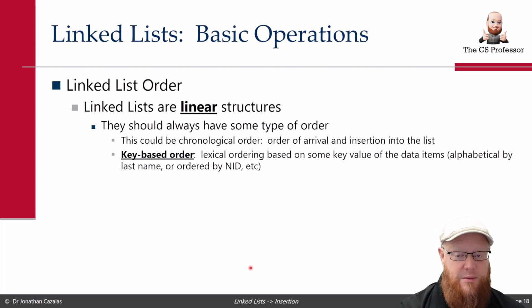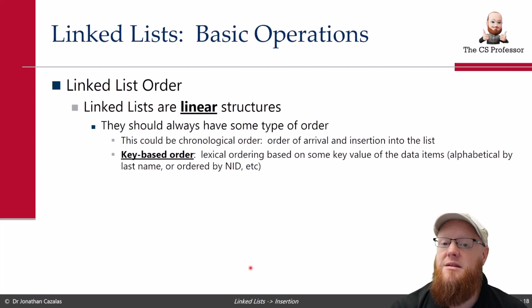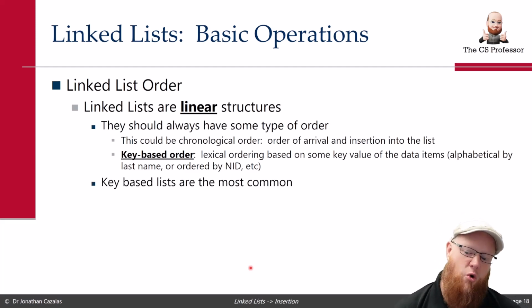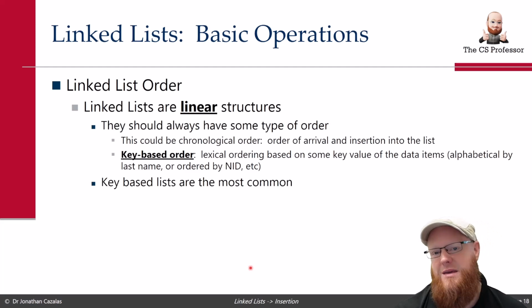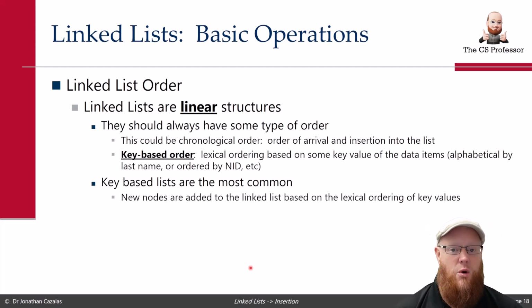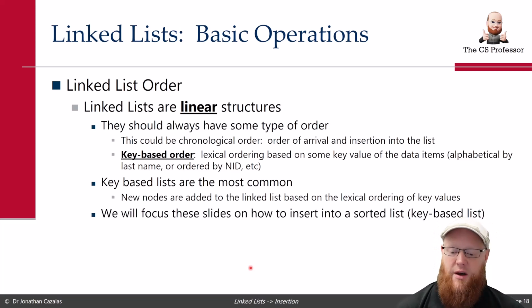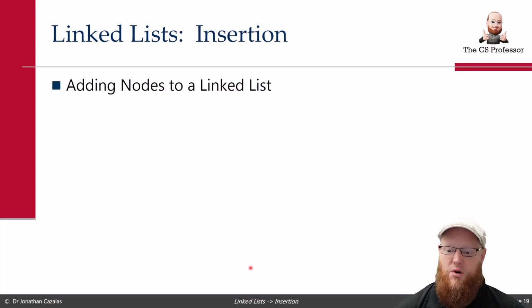Or also a key-based ordering. It's not always just alphabetical. It could be based off of an ID number or a social security number. Usually there's going to be some type of ordering in that list. Key-based is most common, and that's what we're going to be using in these examples. So nodes, when they're inserted into the linked list, need to be inserted into their correct position based off of the key value, and that's what we're going to be focusing on.